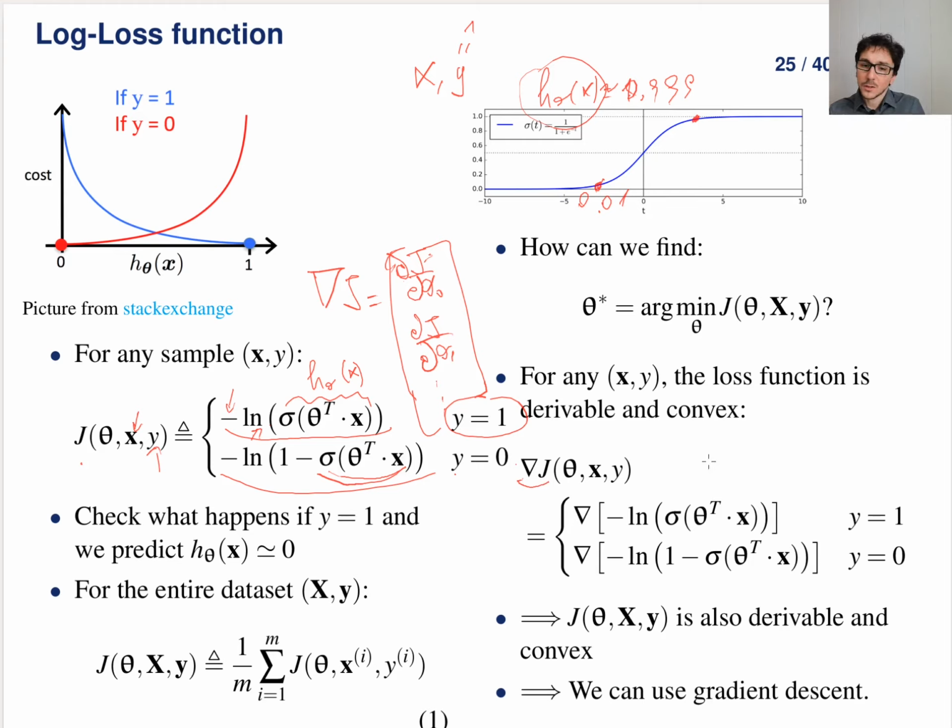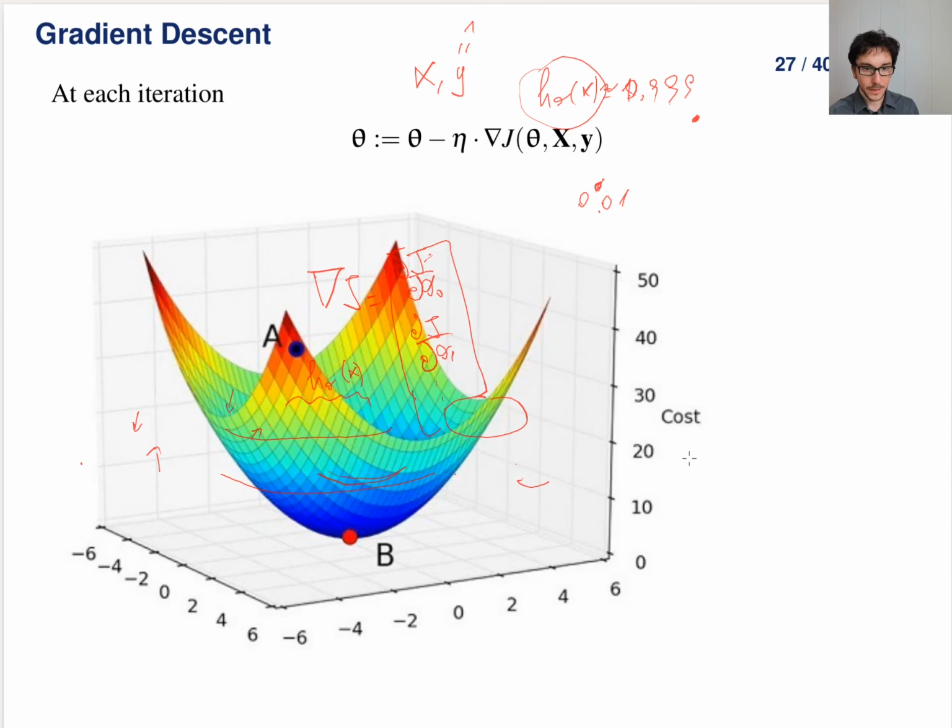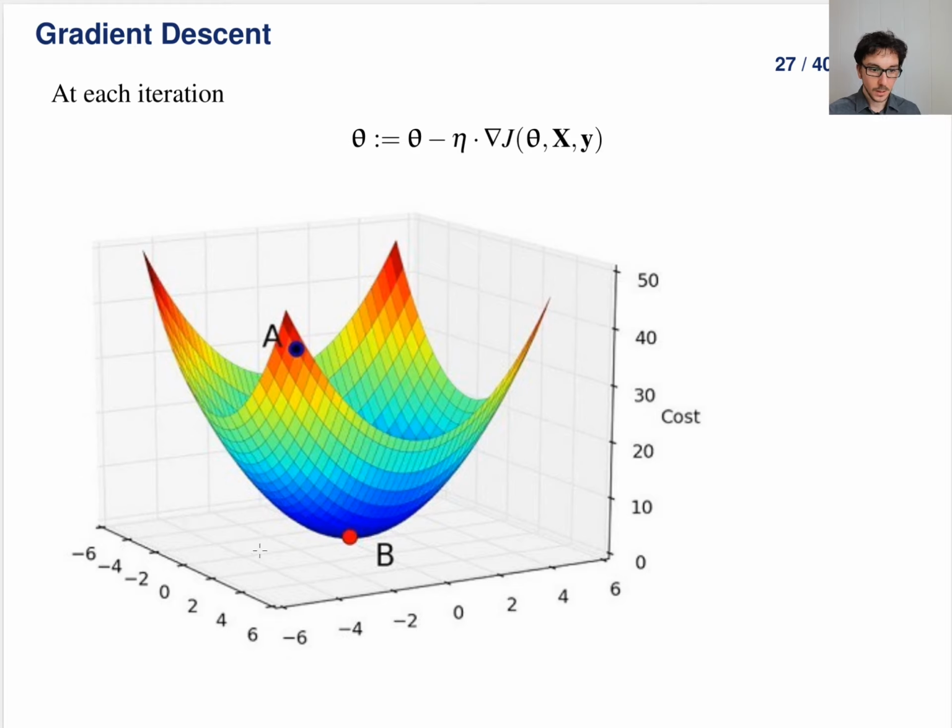Also, this loss function is convex, so it looks something like this. So there is a minimum, and this minimum is unique, and you can show that thanks to this convexity, a method called gradient descent will for sure give you the minimum of the loss function. Let's see how the gradient descent works.